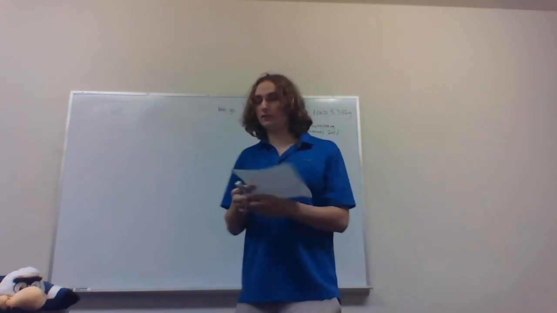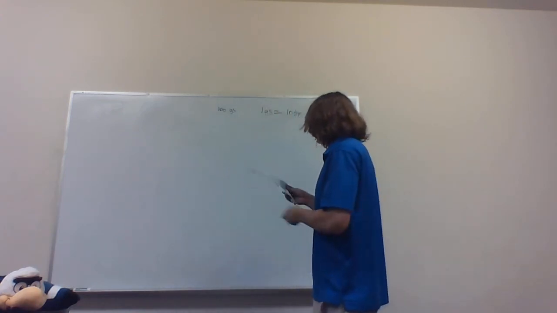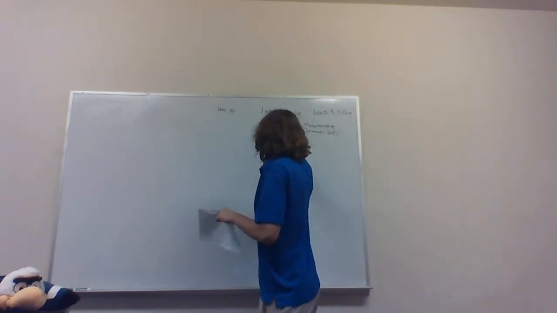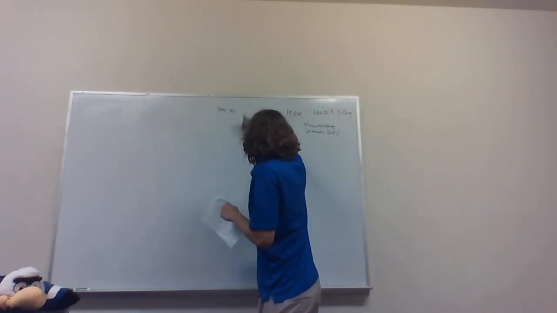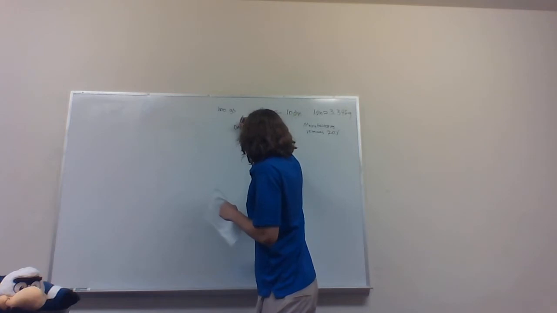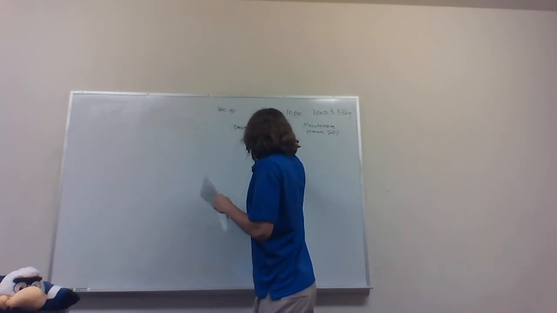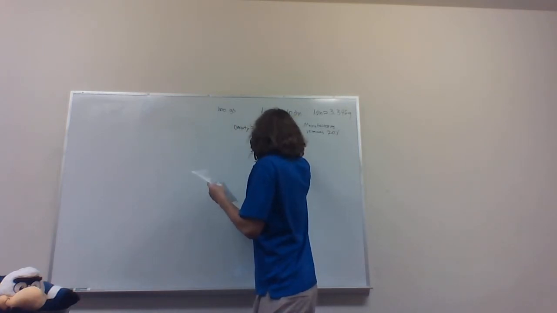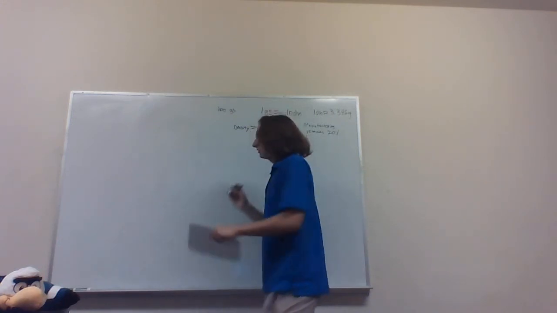Then moving on, the question says the granite to be used has a density of 2.75 grams per centimeter cubed. Write that down, very, very important. Density equals 2.75 g per cm cubed. You got it down, Gus?